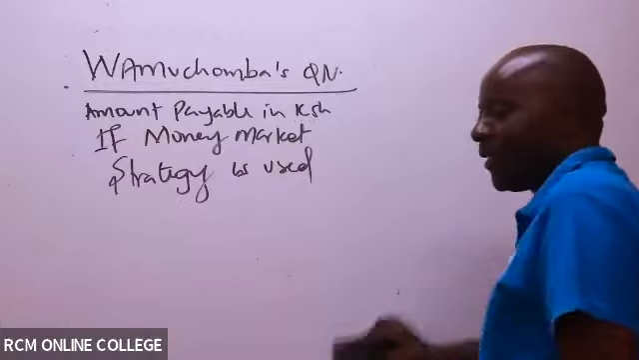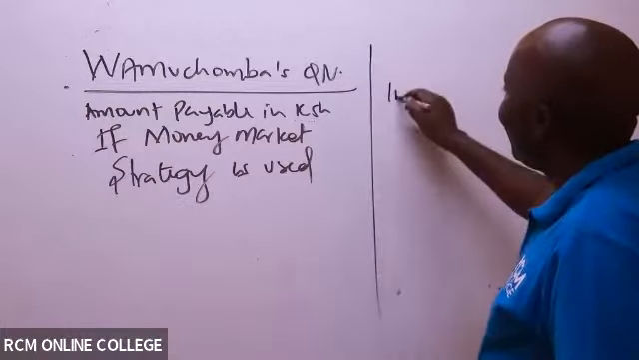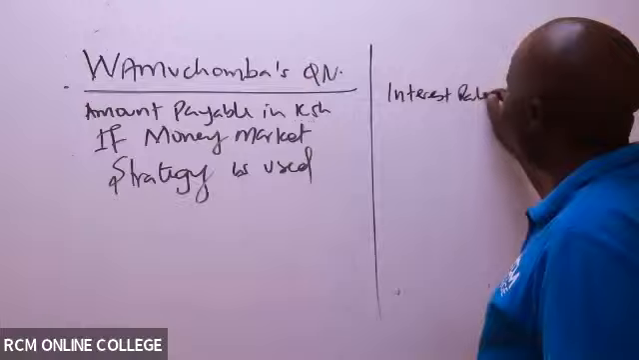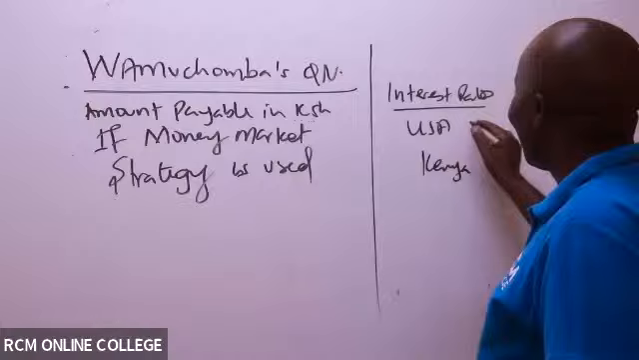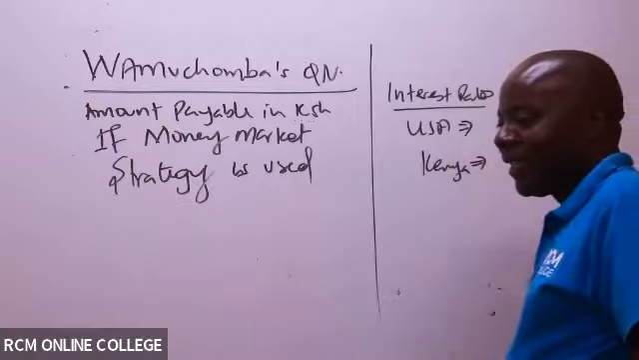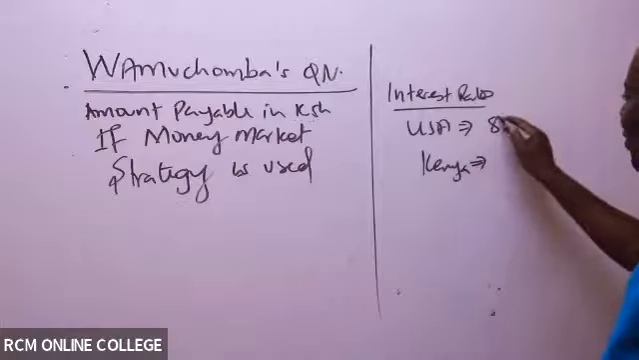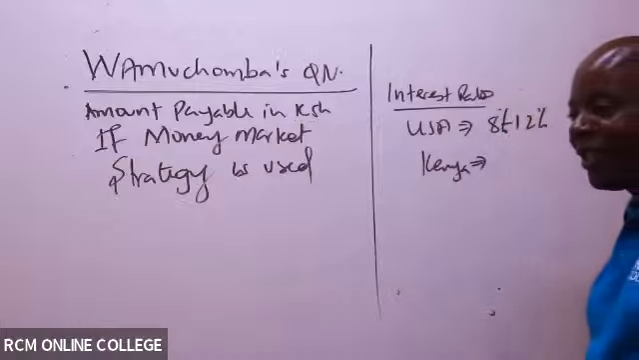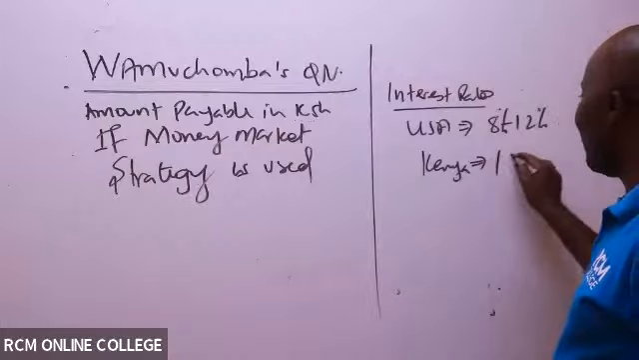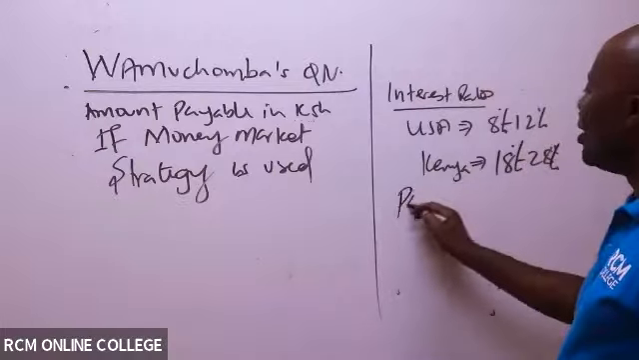Wamchomba's question, are you able to remind mwalimu interest rates? Hebu kumbusheni mwalimu interest rates. Kulikuwa na USA na kulikuwa na Kenya. Before I draw, please remind mwalimu what the interest rates were. 8 to 12%. How about Kenya? Thank you very much. 18 to 28. And remember, this is a payable question.